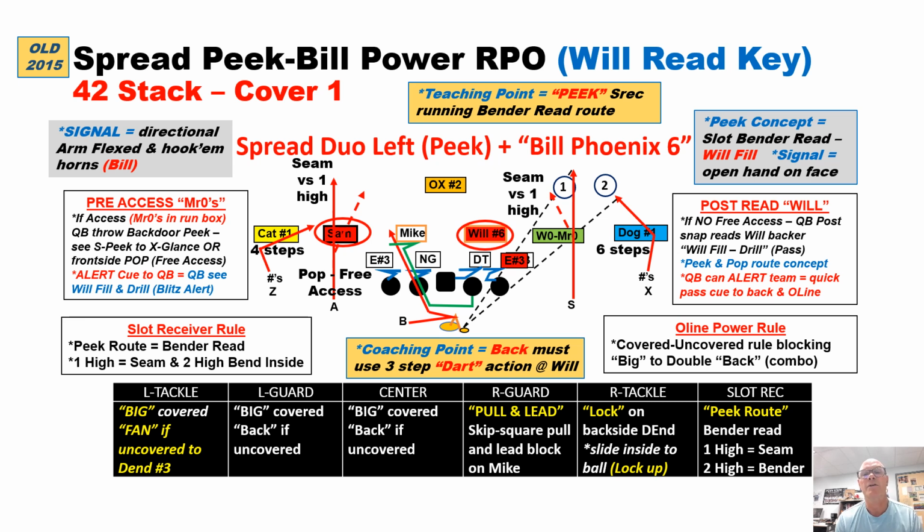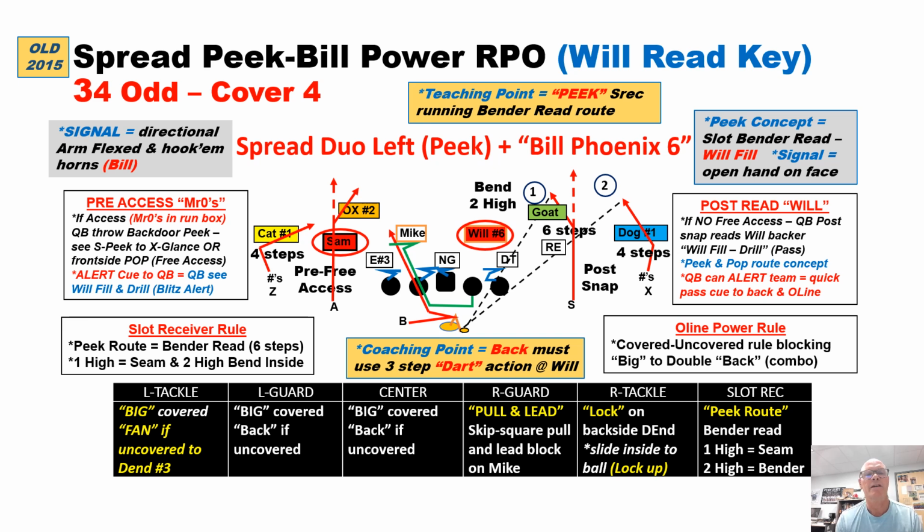Great one if you're a power team, gap team, is to do the Bill. Again, you can see what happens is the left tackle now, instead of blocking down, will be big on big. We'll base block that. Dart action with the back, but again, we'll use our peek route, reading the Will out the back door, and we've got pop to the front side for free access.